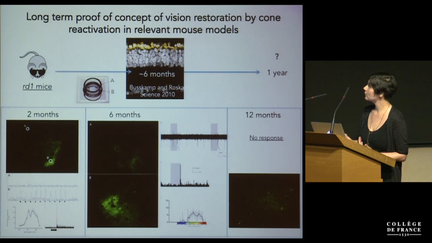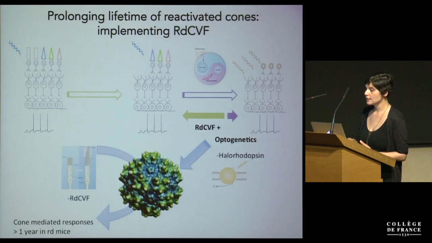Or is that somehow frustrating? So we thought actually at 12 months, there's so little cones remaining that the efficacy of the approach goes down. So an idea that we've been pursuing is prolonging the lifetime of reactivating cones through the use of hyperpolarizing microbial opsins by implementing on top of the optogene a survival factor, RDCVF, a trophic factor.